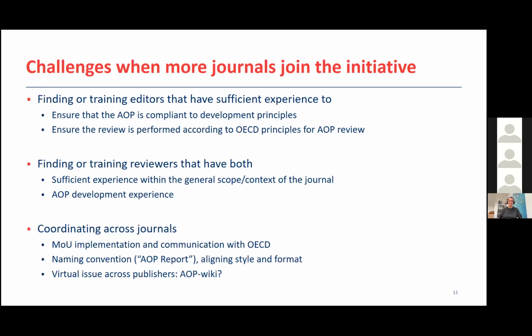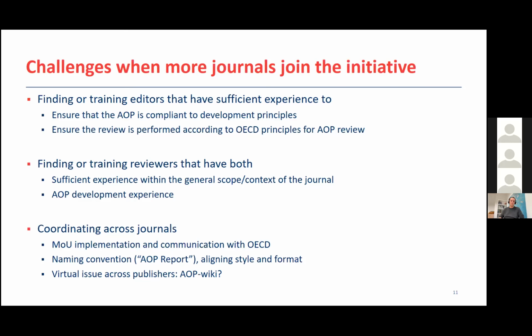And lastly, in terms of coordinating the effort across journals, OECD obviously will face some challenges in terms of implementing the MOU and communication with the journals, but also between the journals. As the number of journals increases, it will, I think, be necessary to have some level of standardized, formalized communication. For example, lessons learned across journals might be shared and helpful to other journals also publishing AOP reports.